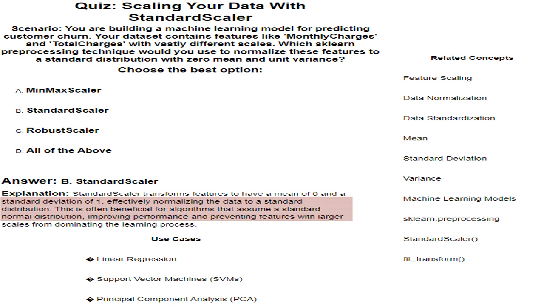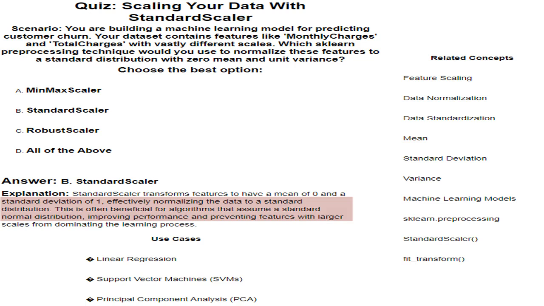This is often beneficial for algorithms that assume a standard normal distribution, improving performance, and preventing features with larger scales from dominating the learning process. Correct. Robust scaler scales features using a statistical method that is less sensitive to outliers. It does not necessarily normalize the data to a standard distribution with zero mean and unit variance.